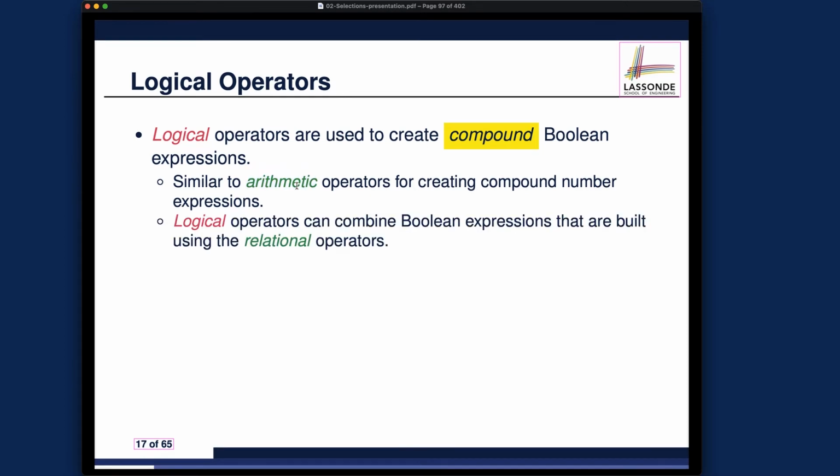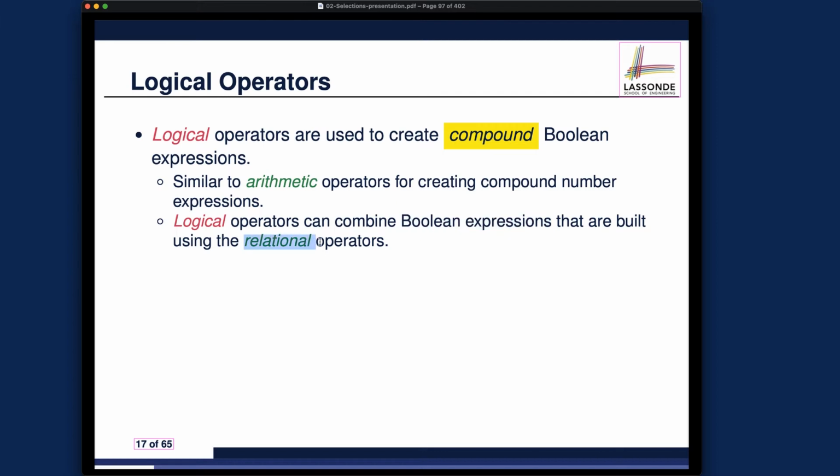All right, so now logical operators can combine Boolean expressions. Notice that they can combine. Remember, we talked about how each operator should be associated with either one or two operands. So each operand for a logical operator is simply a Boolean expression that can be built using relational operators.